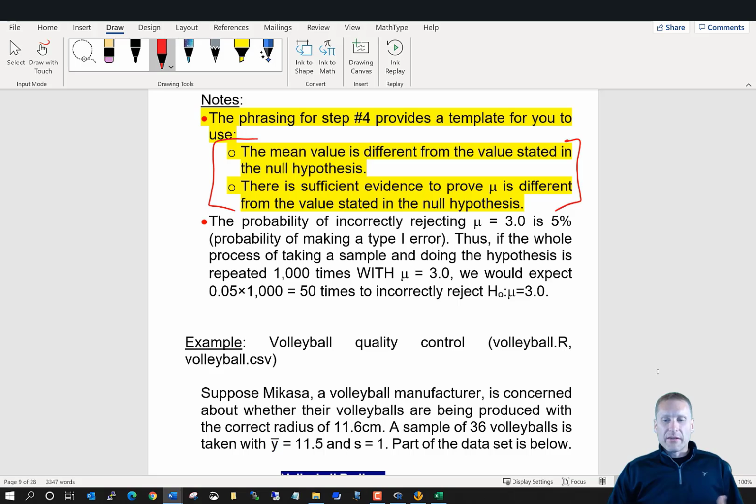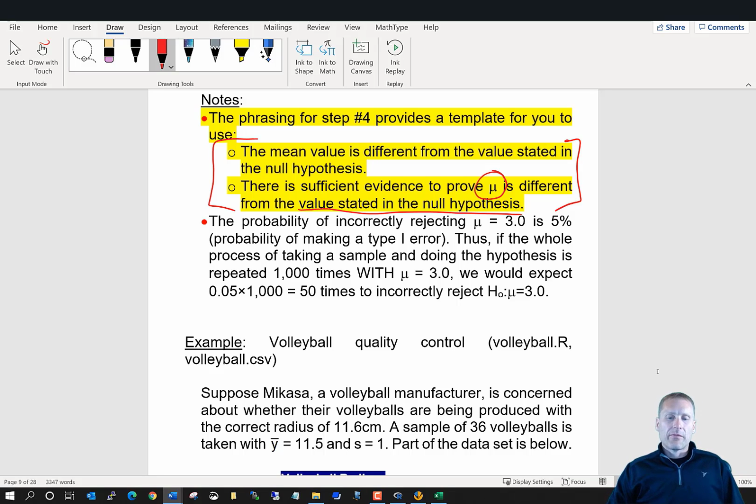So one way to phrase it, and this is the way I did it: the mean value is different from the value stated in the null hypothesis. Okay? So putting it in terms of the original problem itself, well, the mean GPA is different from the stated value of 3.0 in the null hypothesis. Another way that you commonly see people phrase these conclusions is there is sufficient evidence to prove that mu is different from the value stated in the null hypothesis, where you replace mu here with, let's say, the mean GPA, and then you somehow include what that null hypothesis value was, 3.0.